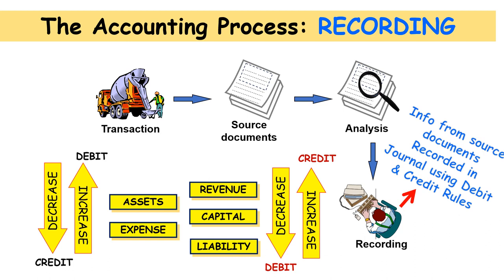Revenue, capital, and liability rules are the opposite of assets and expenses. So an increase will be credited and a decrease will be debited. We will practice transactions to show you how a journal entry is made using debit and credit rules. So these rules are very important. You need to understand them. And now we will apply these to transactions so that we can illustrate how it works.